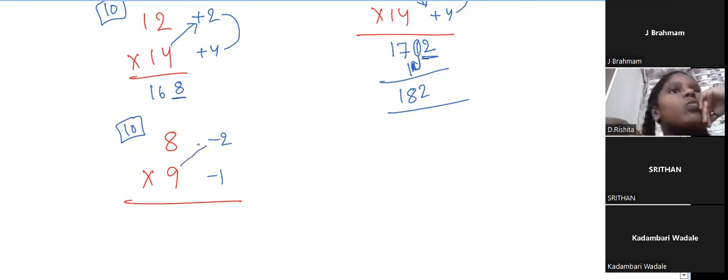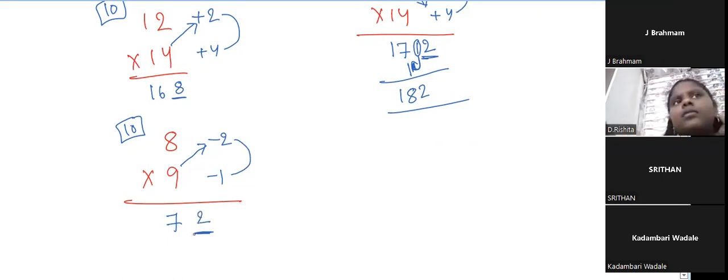Take the crosswise operation. 9 minus 2 is how much? 7, sir. After that, we need to reserve 1 place, and that 1 position should be filled with 2 into 1, that is 2. So it is 72, and as you know already, 8 times 9 is 72.